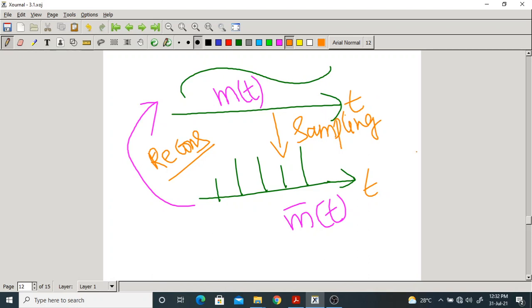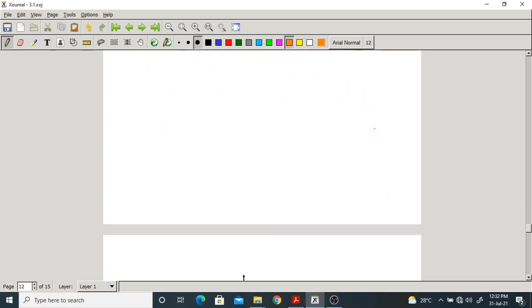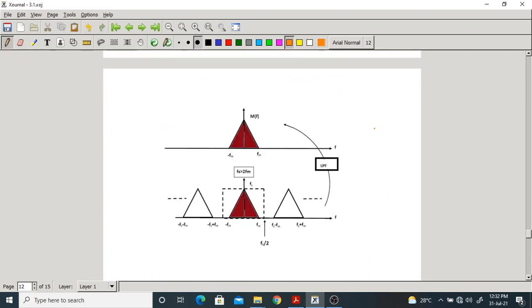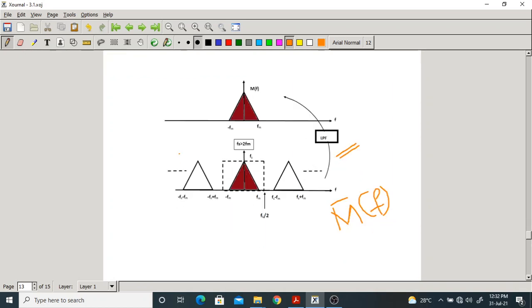In the frequency domain, what happens? From m line of f, you should get m of f. So from the sampled spectrum, you should get the original spectrum. How is it possible? With a low pass filter. So you look at the spectrum. I have taken case 1. In case 1, what is the condition? Fs is more than 2fm.